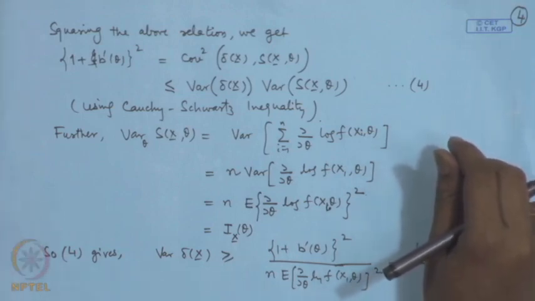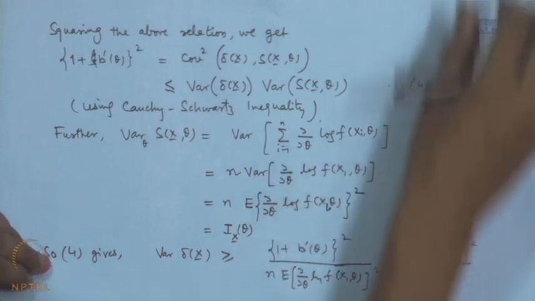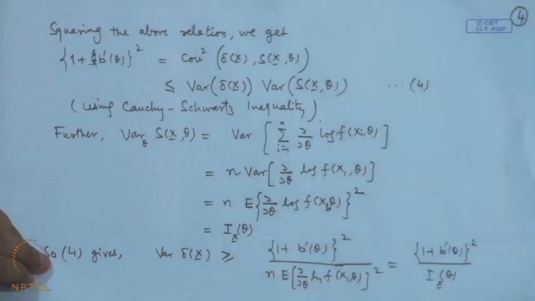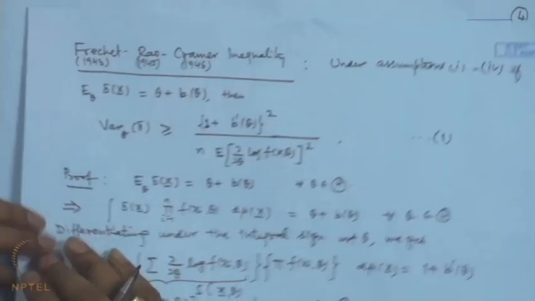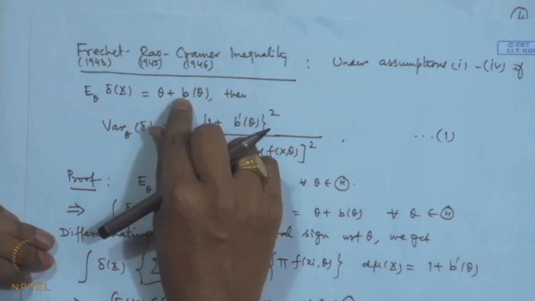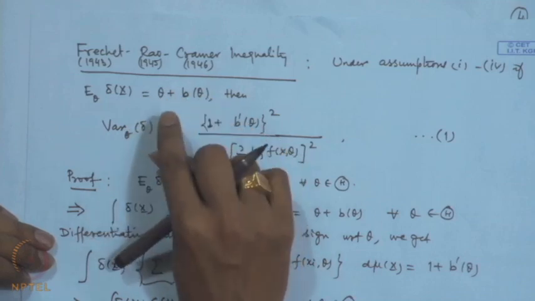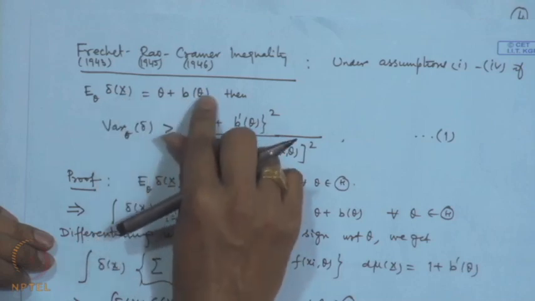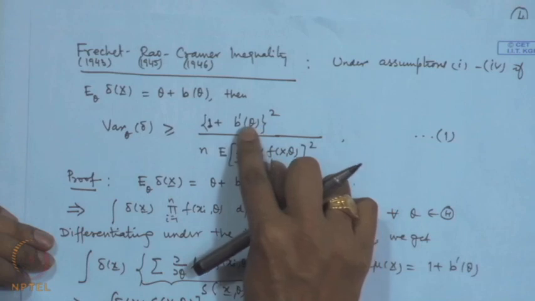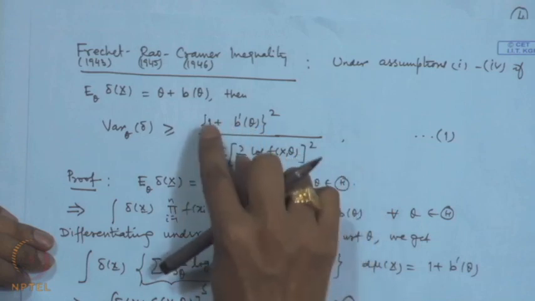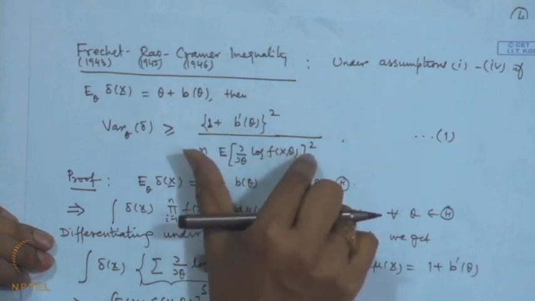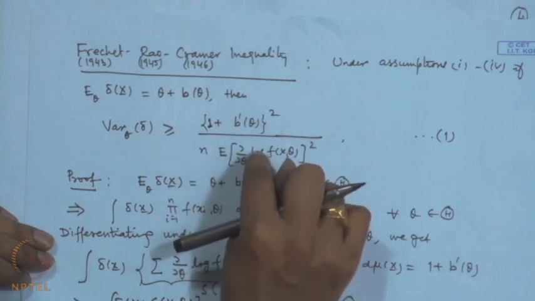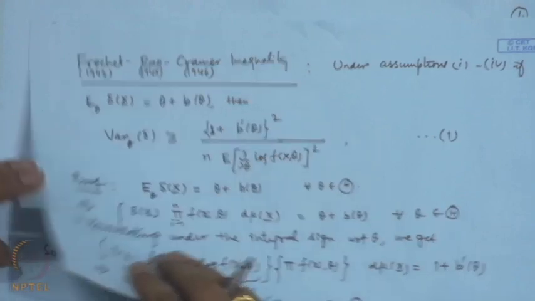Now, we can look at the various ramifications of this. First of all, in the assumption we have taken the delta estimator to have expectation theta plus b theta. Suppose our parameter of interest is theta and delta is an unbiased estimator, then b theta will be 0. If b theta is 0, then this term will vanish. So, the lower bound will come as simply 1 by the information, or 1 by n times expectation of del by del theta log of f x theta whole square. So, we have the following case.